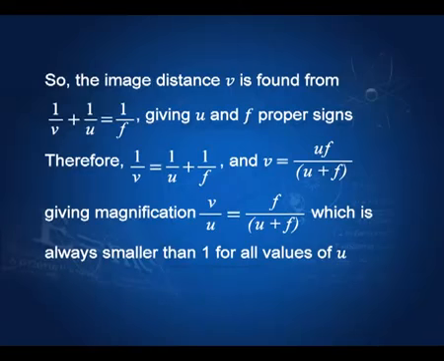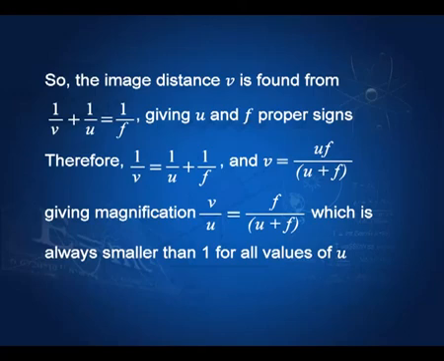So, the image distance v is found from 1 by v plus 1 by u equal to 1 by f. We are given u, and therefore, we can write down this equation. Therefore, 1 by v plus 1 by u equal to 1 by f, and since u is negative, this becomes a negative sign, and on the other side it becomes a positive sign. So, we have 1 by v equal to 1 by f minus 1 by u. We can write v equal to u f by u plus f.